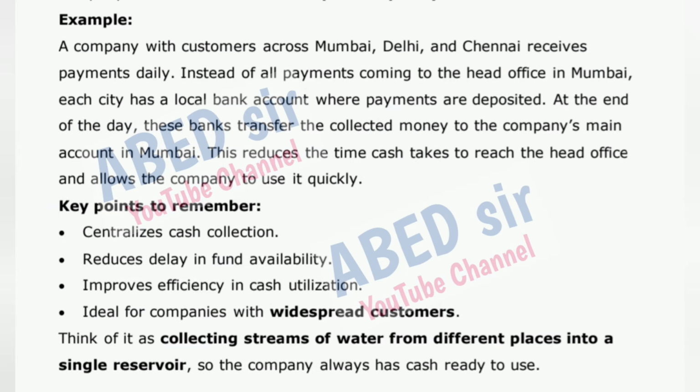Example: a company with customers across Mumbai, Delhi, and Chennai receives payments daily. Instead of all payments coming to the head office in Mumbai, each city has a local bank account where payments are deposited. At the end of the day, these banks transfer the collected money to the company's main account in Mumbai. This reduces the time cash takes to reach the head office and allows the company to use it quickly.